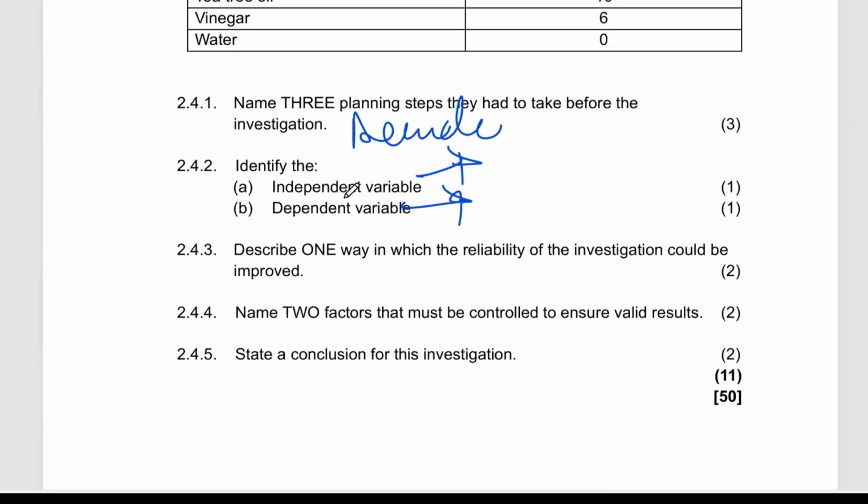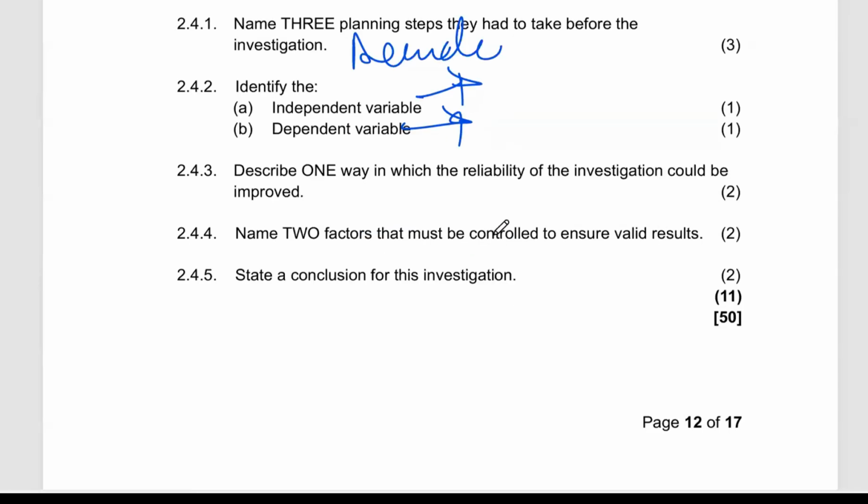Name two factors that must be controlled to ensure the validity of these results. Here we will talk about the amount of fungi, amount of agar, the amount of antifungal, the type of fungi. All of them must be the same, must be kept constant so that you're able to control.